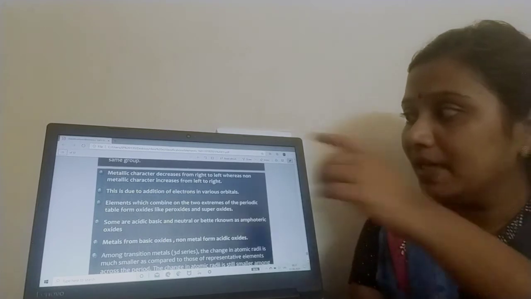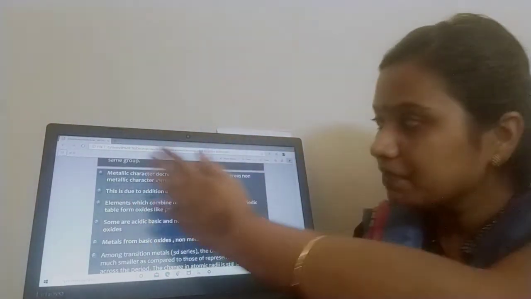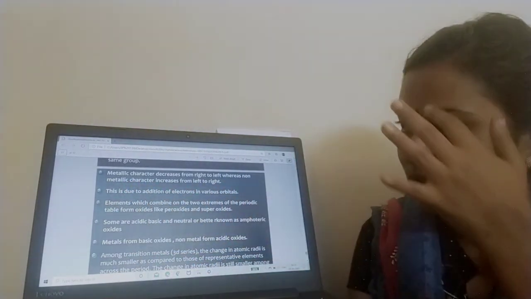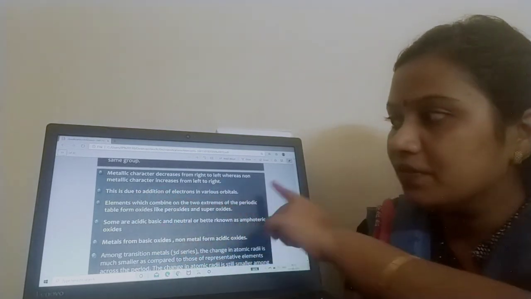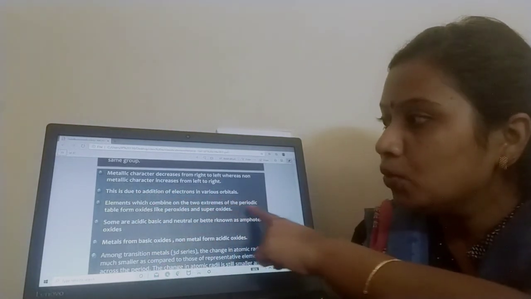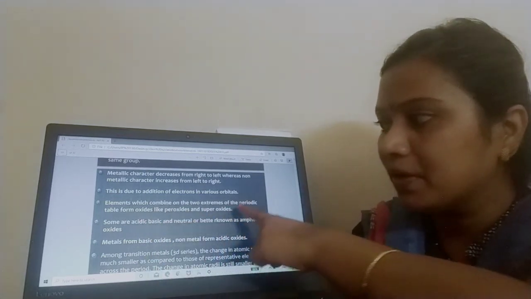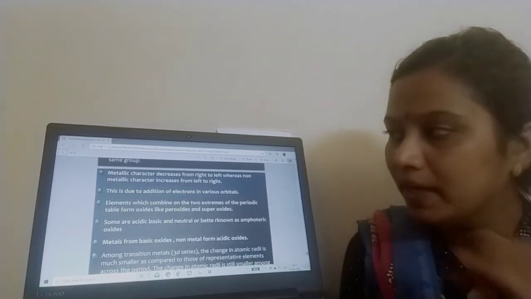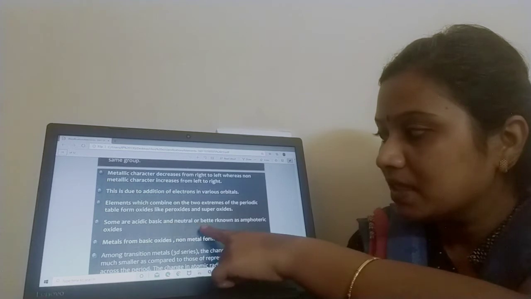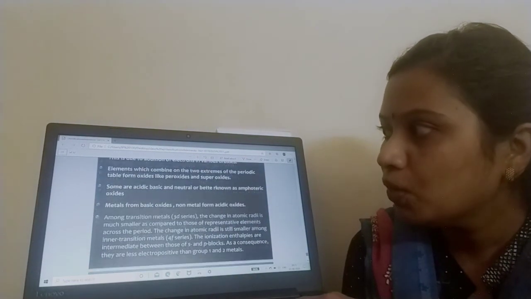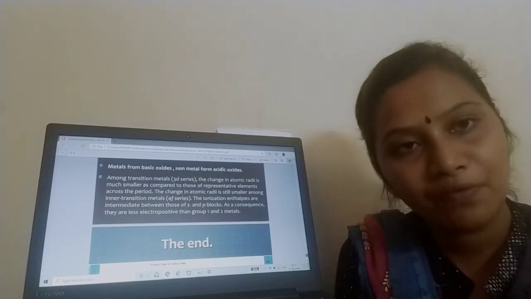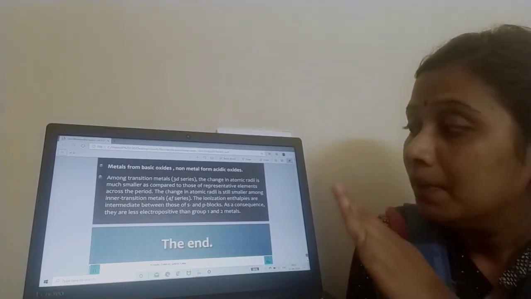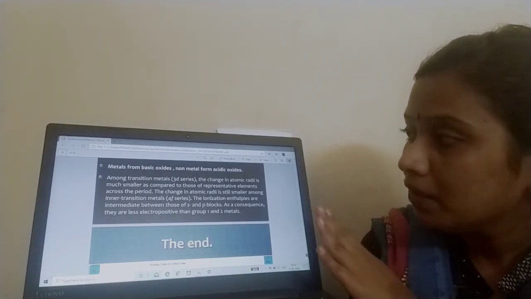Now what happens to the metallic character? Metallic character decreases as we move from right to left, whereas metallic character increases from left to right. This is due to addition of electrons in various orbitals. Elements which combine on the two extremes of the periodic table form oxides like peroxides and superoxides. You know about hydrogen peroxide, H2O2, and superoxide, I'll be giving you an example. Some oxides are acidic, some are basic and some are neutral. The ones which have both acidic character and basic character are called amphoteric. What are amphoteric compounds? Those which show both acidic and basic character. Now, metals form basic oxides while non-metals form acidic oxides.